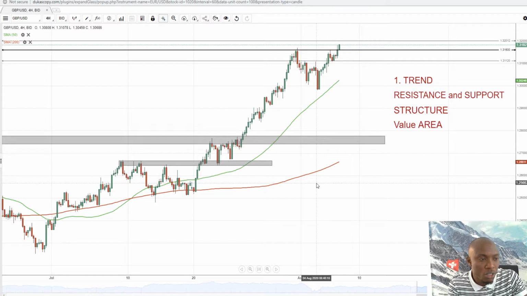Caputo said, when you say structure, you mean previous highs and lows. Yes, that's number one. Number two, trend line breaks too. That is structure too.